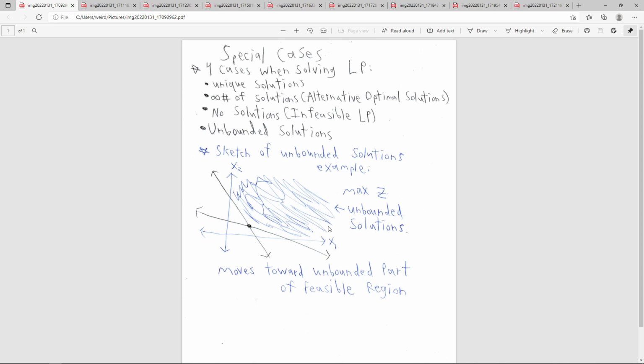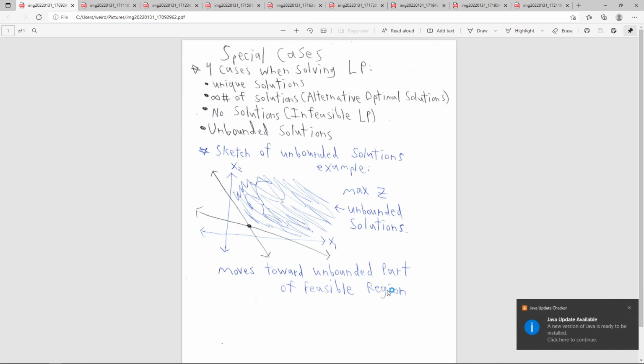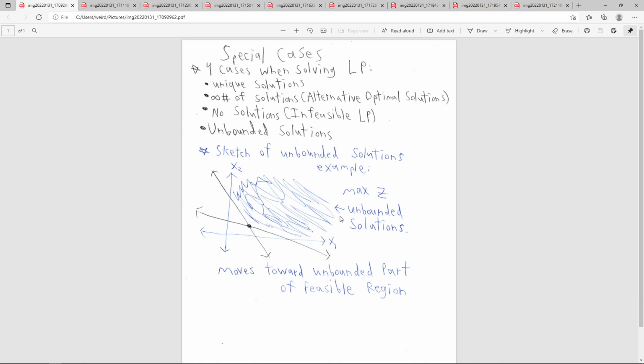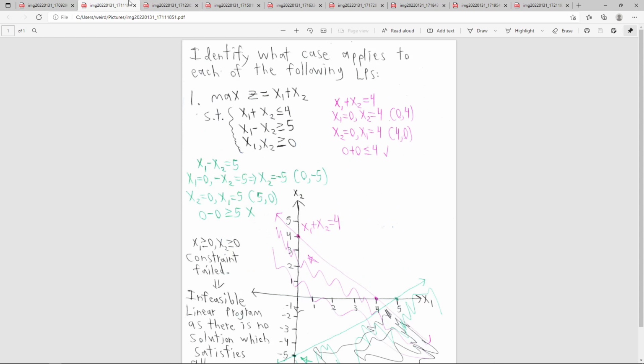Here it's maximum z, and it moves toward the unbounded part of the feasible region. So z keeps on getting bigger. Your maximum will continue to get bigger and bigger the further you go out. So it's an unbounded region, which has unbounded solutions. And there'll be an example of that as well. That example is just a quick sketch of one idea, because unbounded solutions is one of the more unique things, if you will.